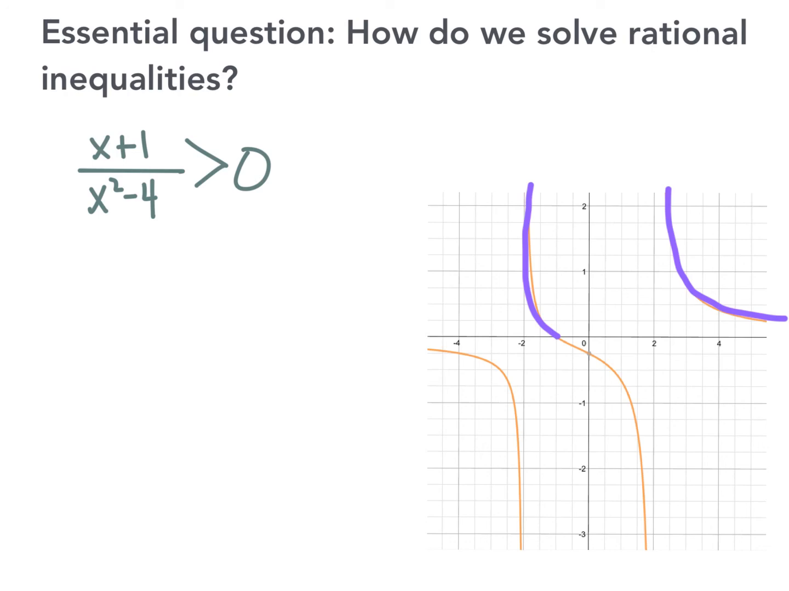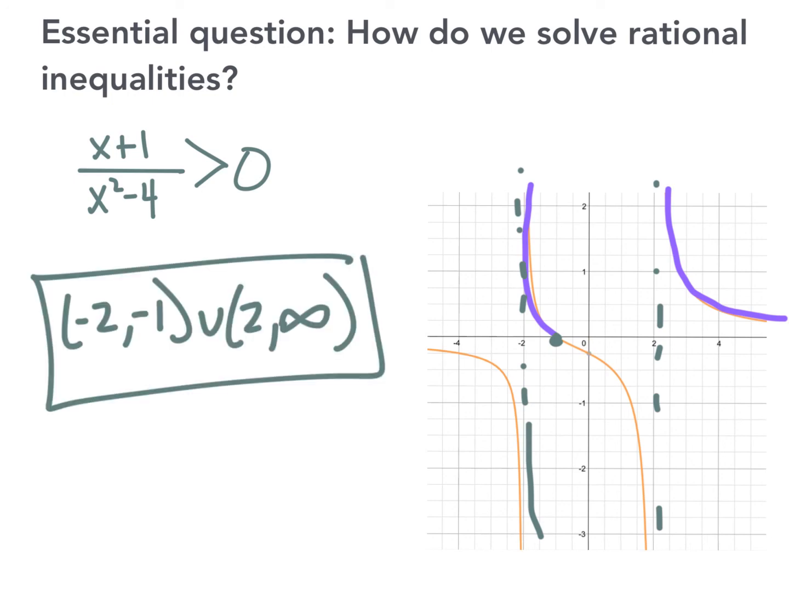Now notice, where do these functions split from positive to negative? Well, those happen at vertical asymptotes and at x-intercepts. So what we're going to do is find x-intercepts and vertical asymptotes, and then we're just going to test the intervals in between those to figure out where they're positive and negative. And so for this function right here, we can see that it's from -2 to -1, not including anything because it's greater than 0, and then from 2 to infinity.